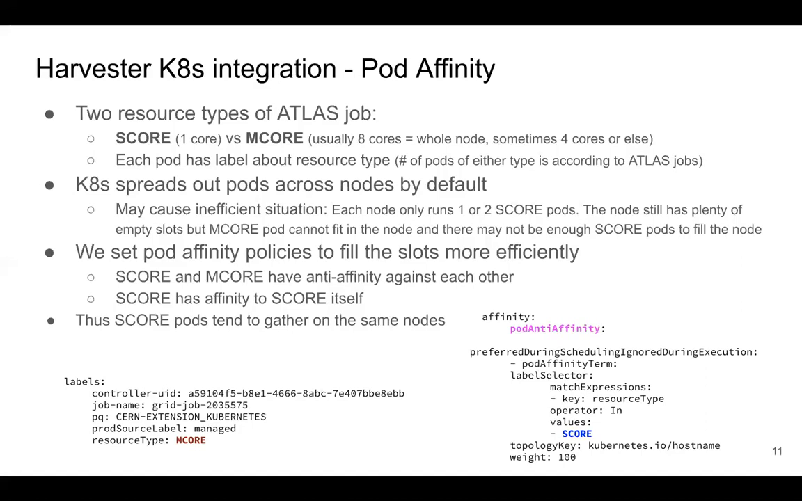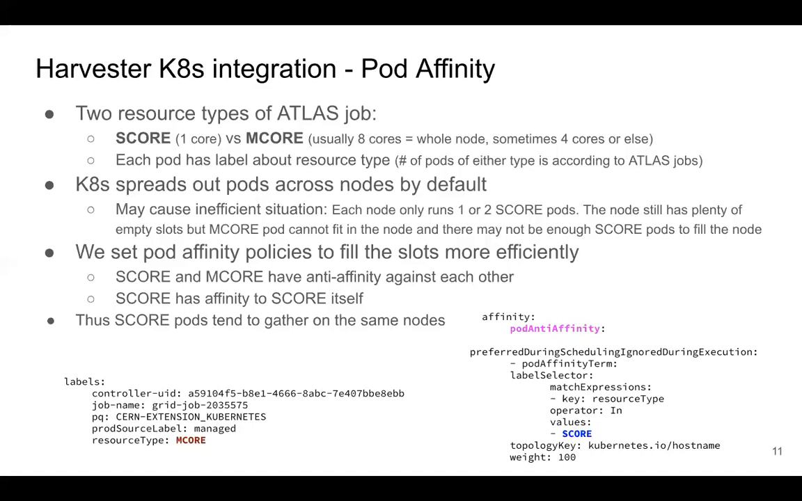So we will have some empty slots unused. To tackle this, we set pod affinity policies to fill the slots more efficiently. This includes the single core and multi-core having anti-affinity against each other, and the single core has affinity to the single core itself. Thus, single core pods tend to gather on the same nodes, and that means multi-core pods have more chance to get a whole node.